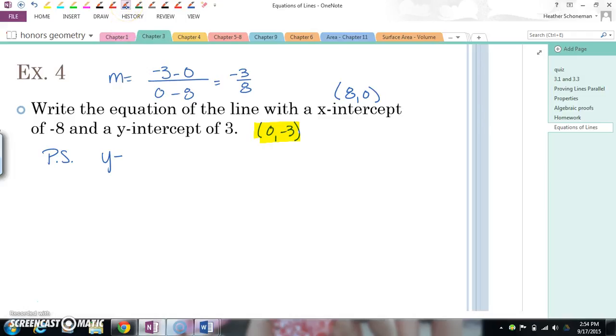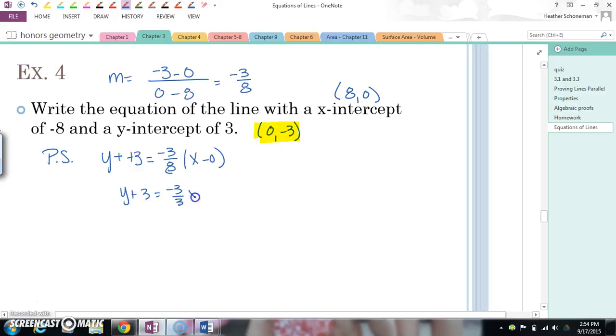So we have y minus y1, which would be -3, equals our slope, which is -3. Whoops, let's make that an 8. -3/8 times x minus 0. Distribute. That gives me y plus 3 equals -3/8 x. All right, subtract the 3. These 8s don't look like 8s. Okay, so we get y equals -3/8 x minus 3.